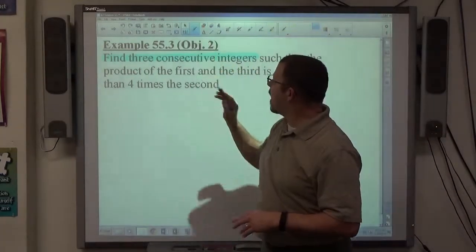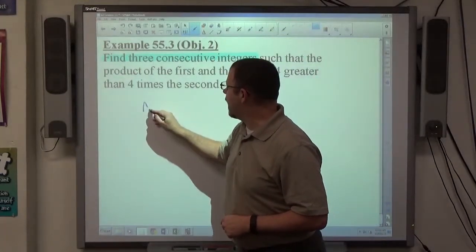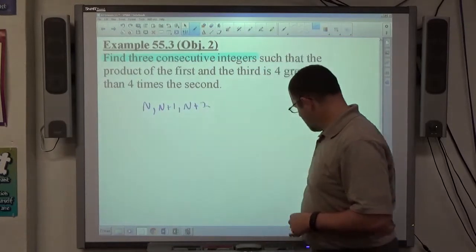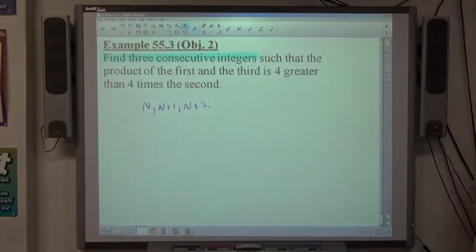If we start off with the fact that three consecutive integers would be n, n plus 1, and n plus 2, because if you recall, consecutive integers go up one at a time, so we have a plus 1 pattern. So if the first integer is 17, one more than that's 18, one more than that's 19, so n, n plus 1, n plus 2.